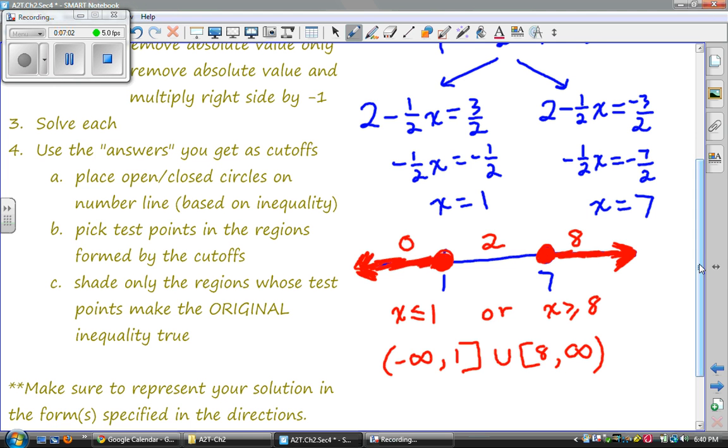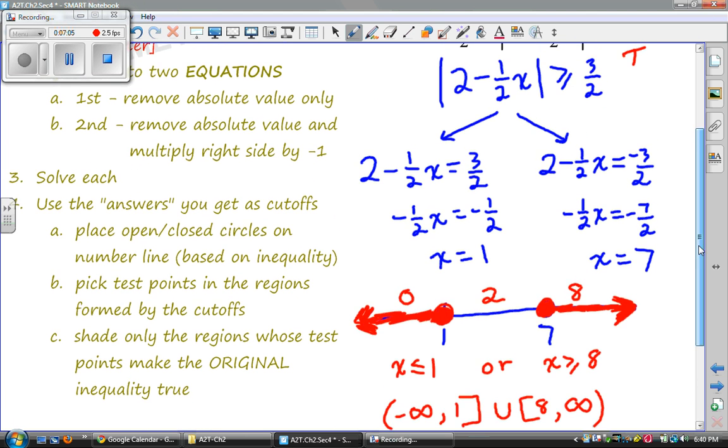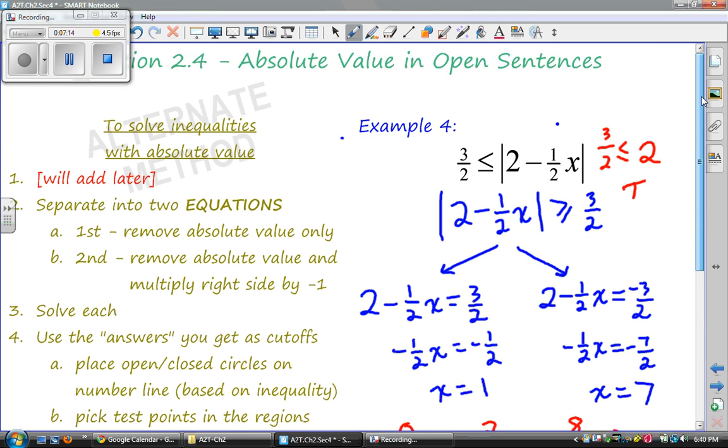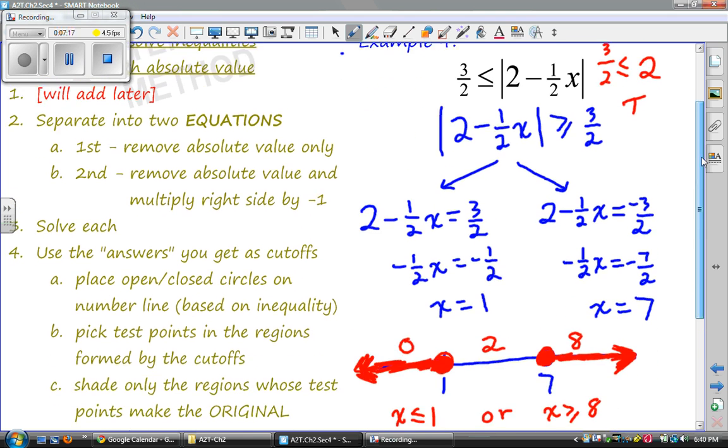Okay, you can ask me questions on this tomorrow. Just watch the video until you get it. That's a second option that you have. Remember, you always have the option of using the first method, but if you're not really into separating your inequality, this might be the best bet. Okay?